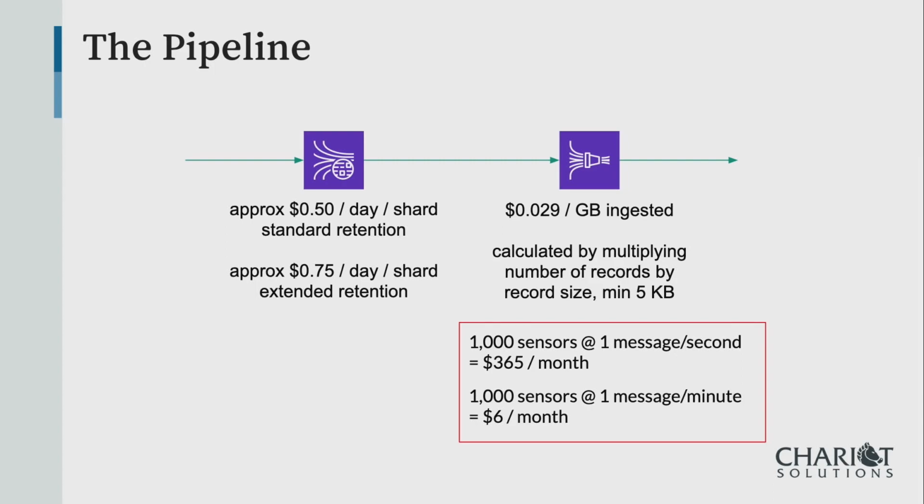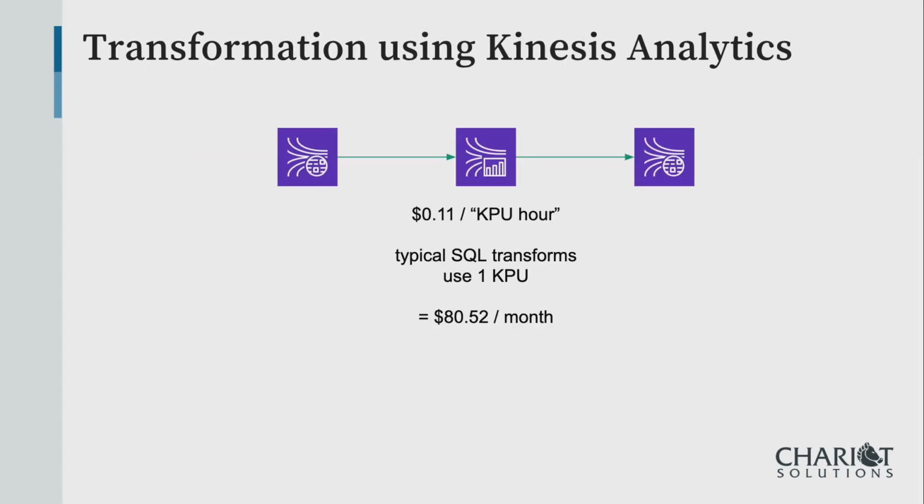So far I've been talking about things that don't cost a lot. Sorry, one more thing that doesn't cost that much is transformation if you use Kinesis Analytics, for example getting the rolling average. They figure it based on a KPU hour, Kinesis Processing Unit hour, which doesn't really tie to anything like an EC2 instance hour. But basically, if you're doing a SQL transform with relatively low volume, about that 1 message per second, no problem. You're going to use 1 KPU, which is $80 a month.